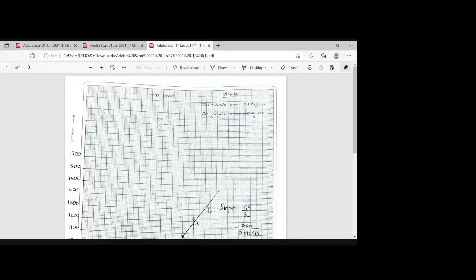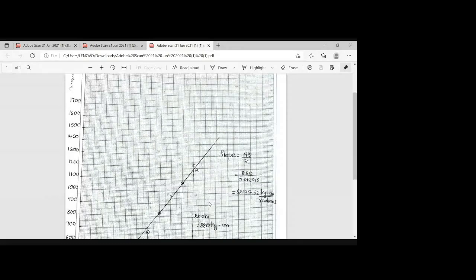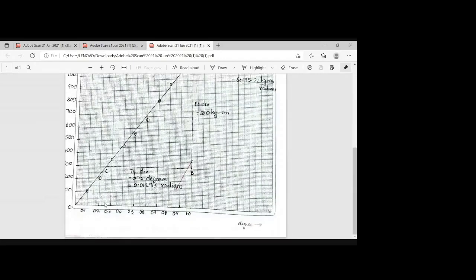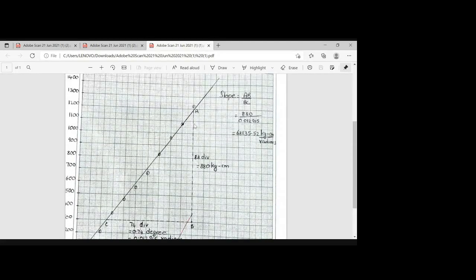I think the graph is visible for you. So here on the y-axis, you mark the torque in kilogram centimeter, and here it is 1/10 of a degree, 0.1 degree, 0.2 degree, 0.3 degree, and correspondingly we have the points and plot a straight line. Now from that you take one intercept. Here it is taken as one intercept. It is equal to 88 divisions, that is 880 kilogram centimeter, depending upon the scale that you are taking.